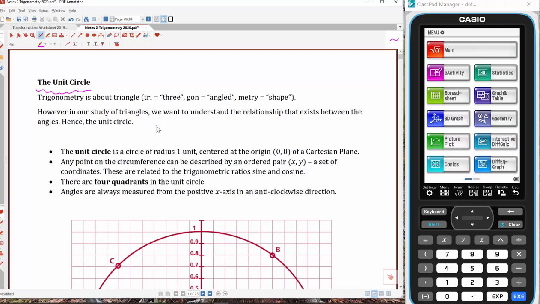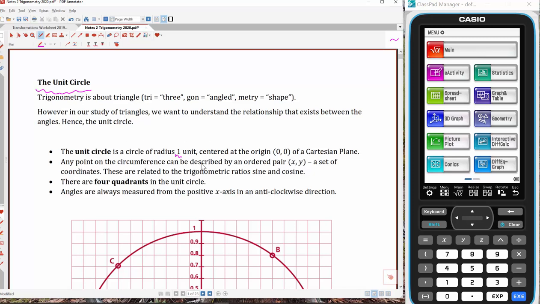However, in our study of triangles, we want to understand the relationship that exists between the angles, and what we do is we use the unit circle. Okay, so the unit circle is a circle of radius 1 unit. So it's a circle with a radius of 1, centered at the origin of a Cartesian plane. So it's a circle slapped on a Cartesian plane.